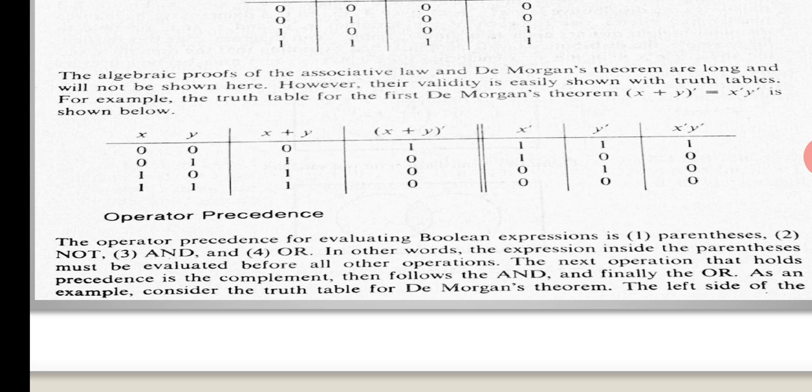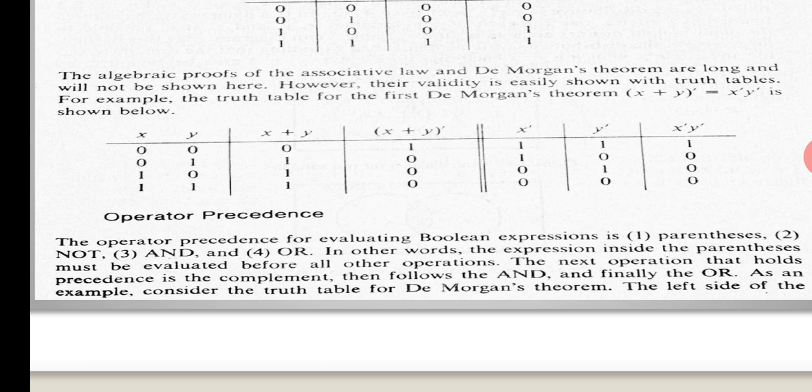Now the algebraic proofs of the associative law and De Morgan's law theorem are long and will not be shown here. They have said that the proofs would be very long, which is the reason they are not showing them. By looking at the truth table, you can get a rough idea. For example, they have given the truth table for the first De Morgan's theorem, that is x plus y complement equal to x complement and y complement. So how exactly are you going to get the values for this?